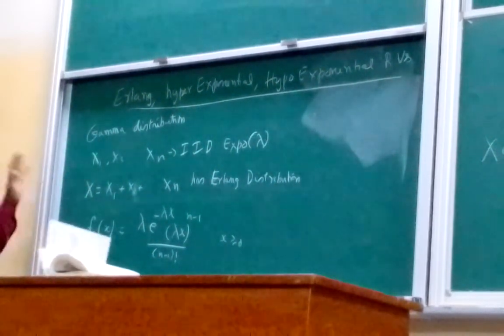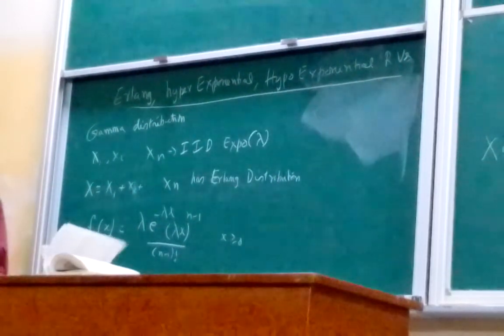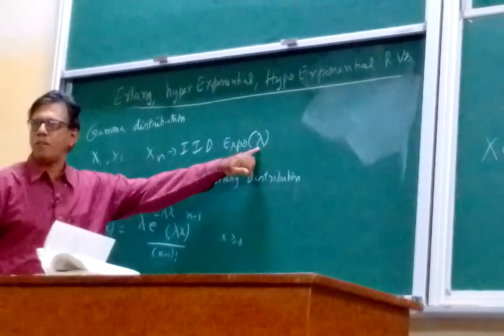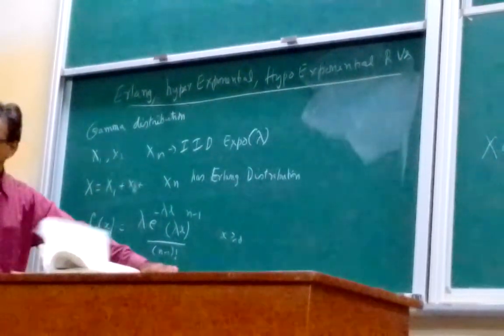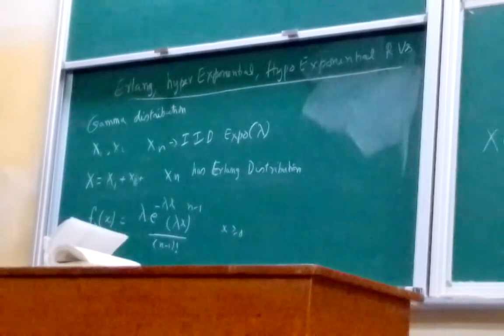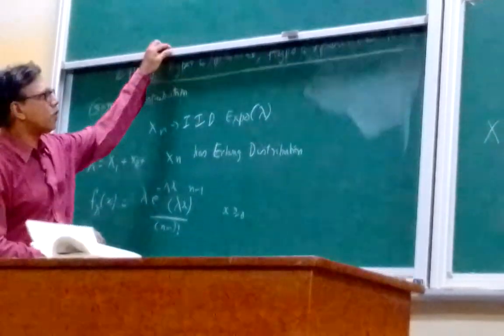So we have IID random variables, they are all exponentially distributed with the same parameter lambda. Then their sum has an Erlang distribution, which is given by this one, which we have already discussed. Now what we will do is look at a different case.